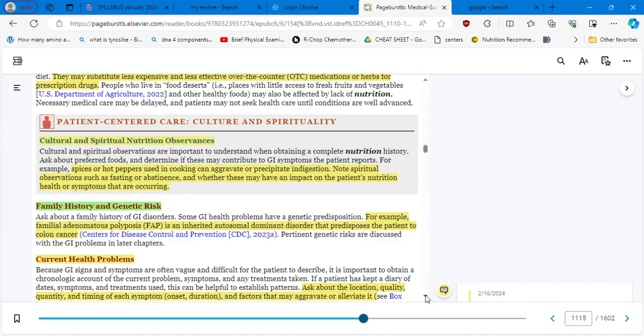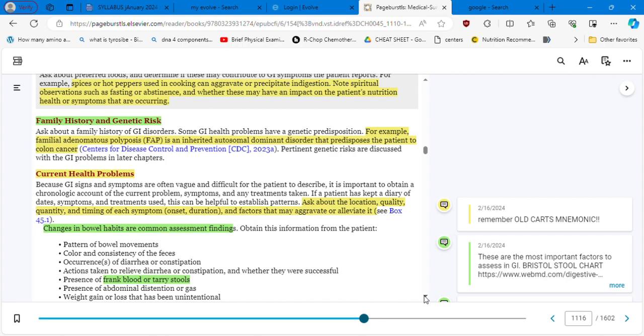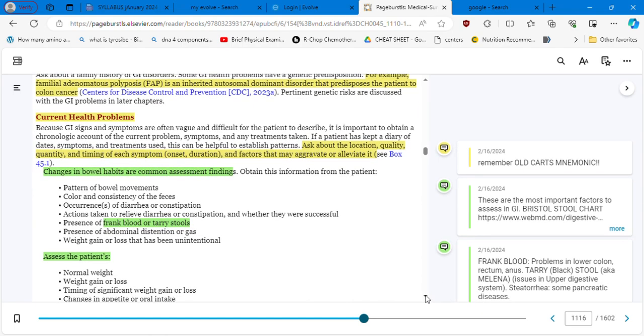We also want to consider family history and genetic risks. For example, familial adenomatous polyposis is an inherited autosomal dominant disorder that predisposes the patient to colon cancer, and there are tests that can be done in these regards. Okay, so the patient can request the PCP to order this genetic test, or the gastrointestinal specialist, right? Current health problems: also ask about the location, quality. Remember your old CARTS mnemonic to assess for all these problems.